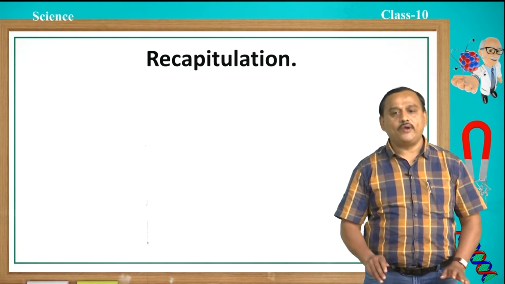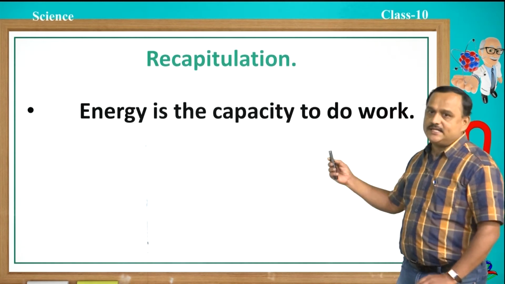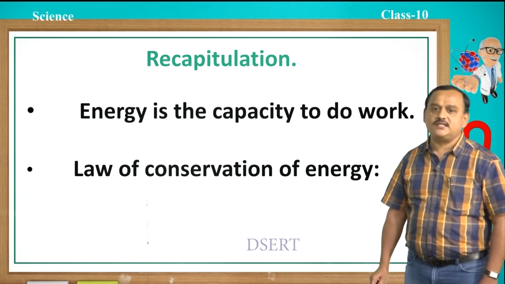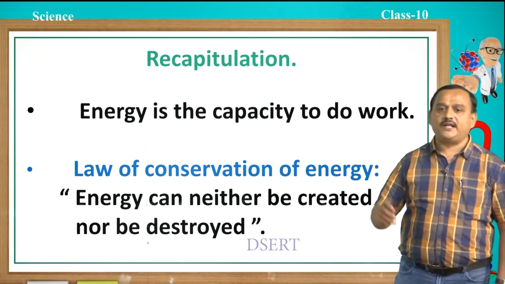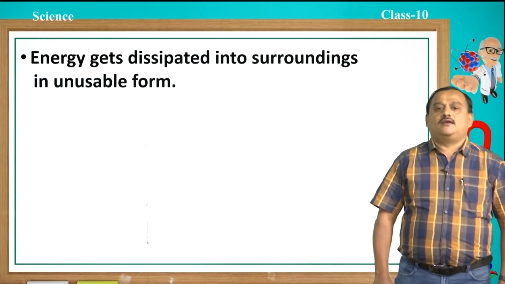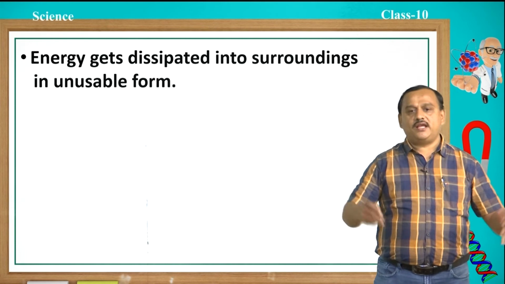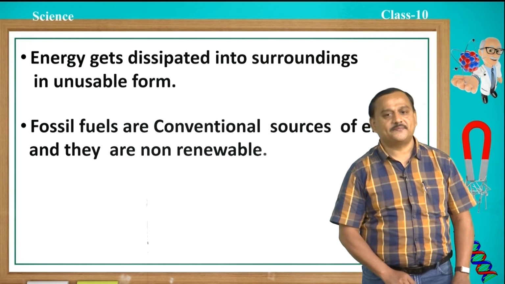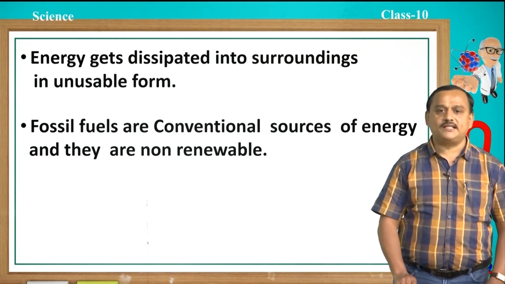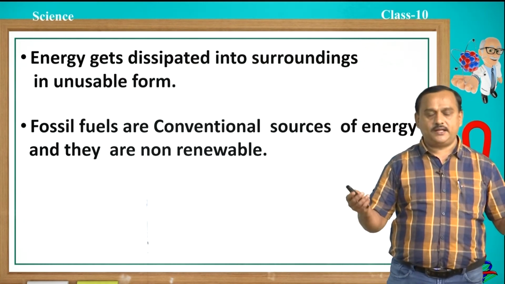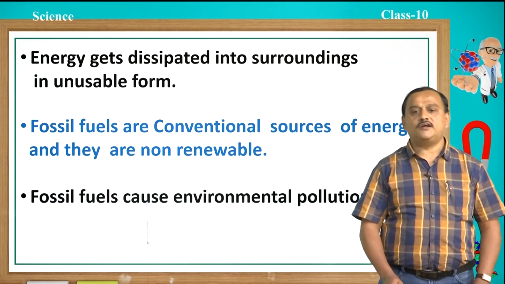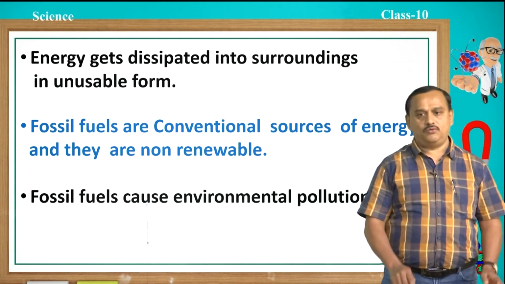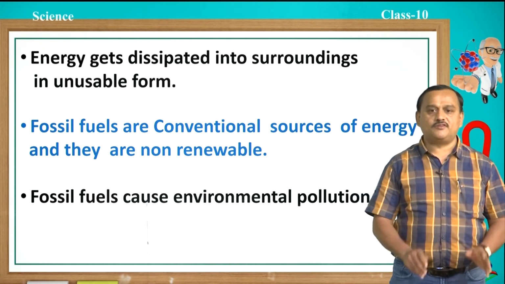Now, let us have a quick recapitulation. We learnt energy is the capacity to do work. We learnt law of conservation of energy, that means energy can neither be created nor be destroyed. Energy gets dissipated into the surrounding in unusable form. This causes energy crisis. We learnt that fossil fuels are conventional source of energy and they are non-renewable. They are exhaustible, we learnt, and fossil fuels cause environmental pollution. You can recall now the environmental problems of fossil fuels.